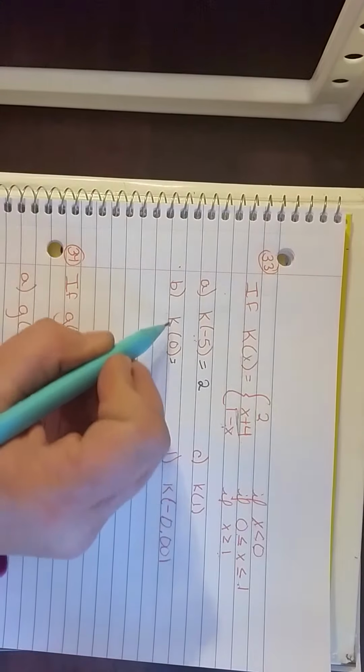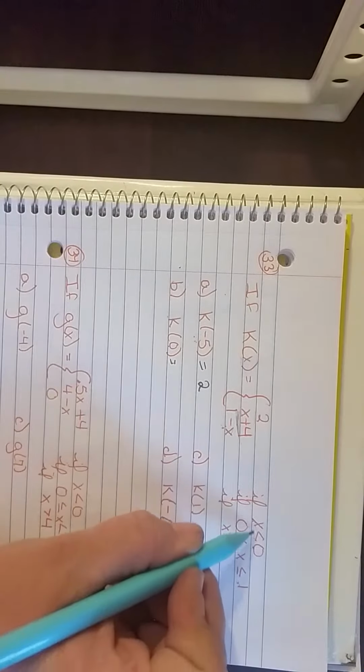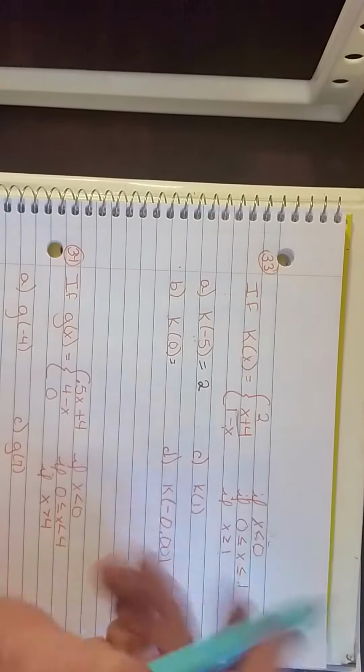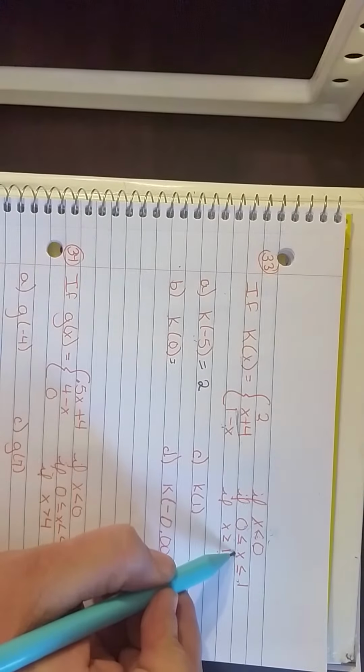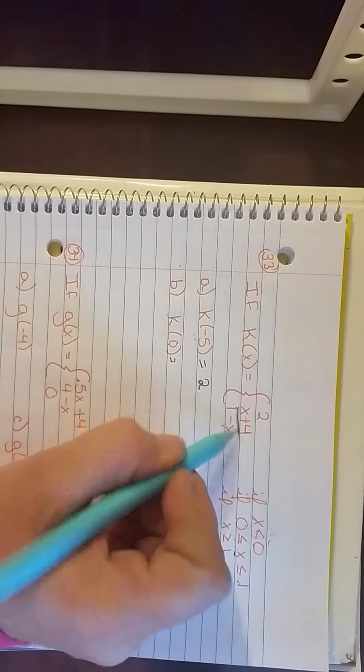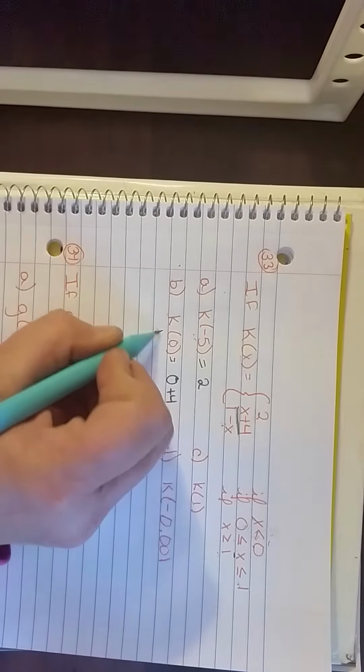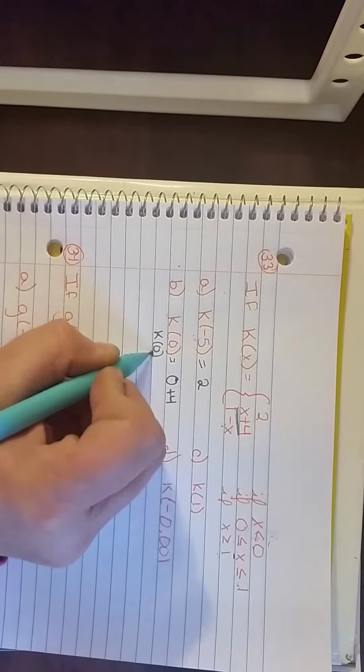B. X equals 0. So we can't put it in that one because that one doesn't equal 0. That means it goes in this one. So I have to use this formula. So we have to say 0 plus 4. So k of 0 equals 4.